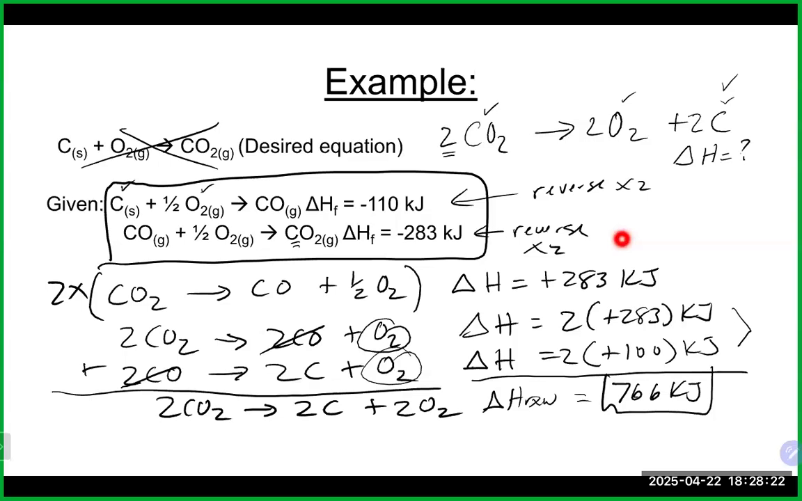So that's really what Hess's law is. You are using a bunch of little equations, moving them around and adjusting them so that when you add them all together, what you're left with is your desired equation.